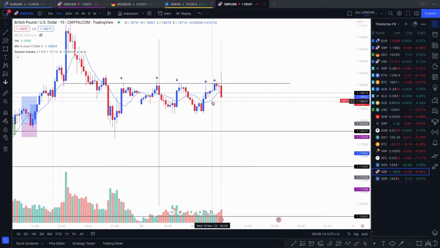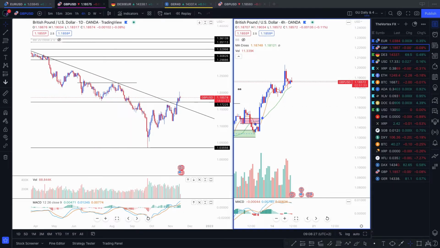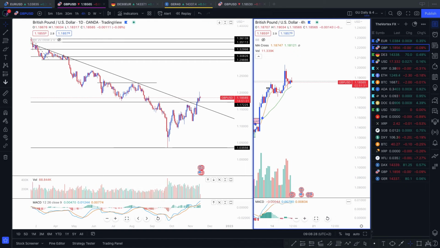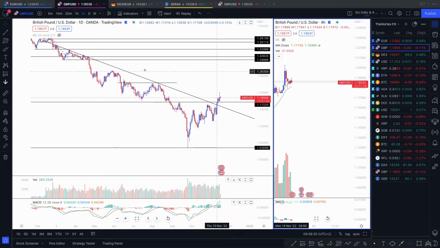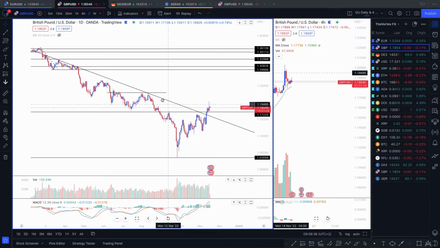Now, we have to choose our bias, okay? We have to make sure we are trading on the right side of the market. So in this chart right here, looking at the right-hand side of the screen, this is the 4-hour, the left-hand side is the daily. Now look at this giant trend line that we have finally taken out. We finally broke this trend line.